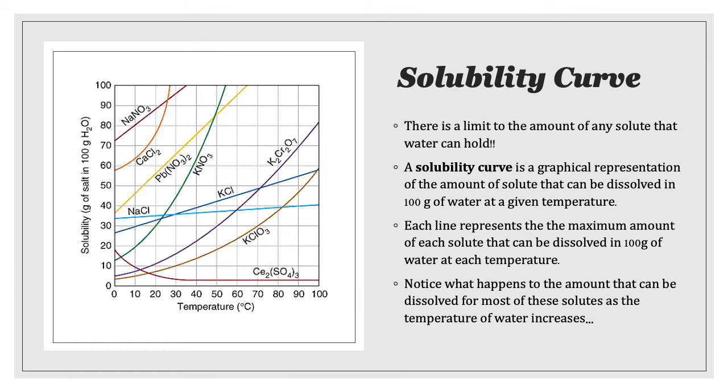If you take a look at the graph, temperature is listed along the bottom and it increases from left to right. And from bottom to top is an increasing amount of solute. So that's the amount of solute in grams along the vertical axis. Each colored line in this graph represents the maximum amount of each solute that we can dissolve in 100 grams of water at each temperature.